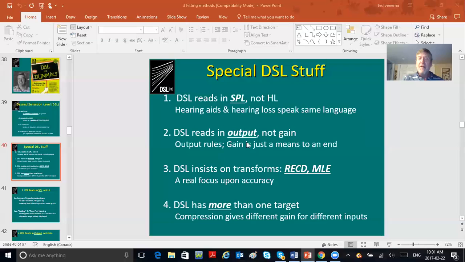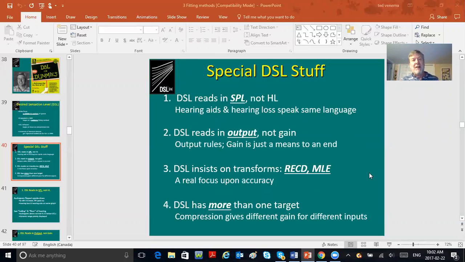DSL began to talk about compression. And when you're talking compression, then you're going to show more than one target, because compression gives different gain at different inputs. It gives more than half gain at soft inputs and less than half gain for loud inputs. So you're going to show three different targets.